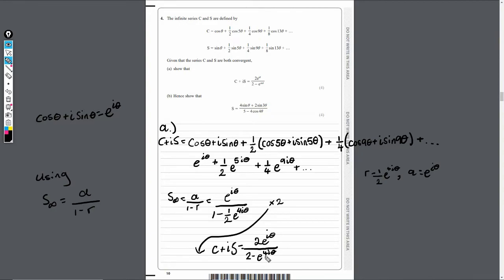That's an i there, believe it or not, 4i theta. And there we have it. So we've got 2e to the i theta over 2 minus e to the 4i theta. Okay, so we'll just quickly clear this. So that's part A done. Now we've got to jump into part B.